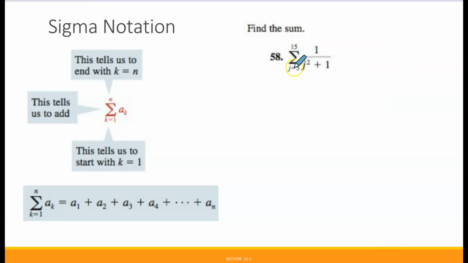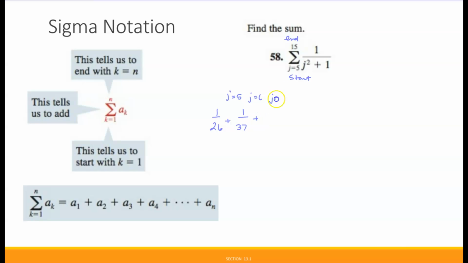Okay, J is going to start at 5 and end at 15. J starting at 5, 6, 7, 8, 9, 10, 11, 12, 13, 14, 15, and then we add all those together. Okay, so J starts out at 5. So we have 5 squared plus 1, that would give us 26. Then J goes to 6, so we have 6 squared, which is 36. 36 plus 1 would be 37.